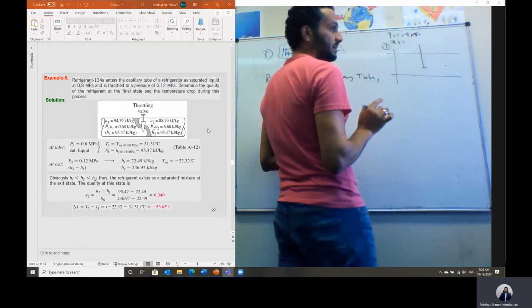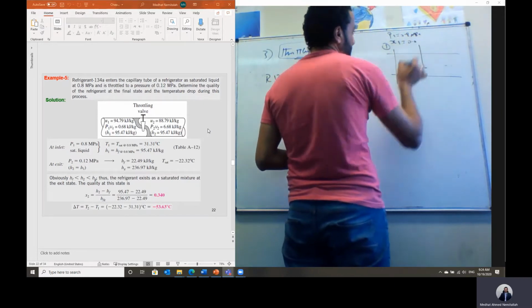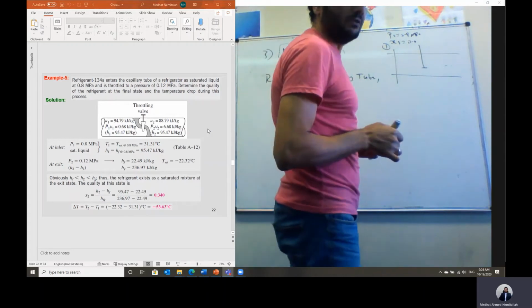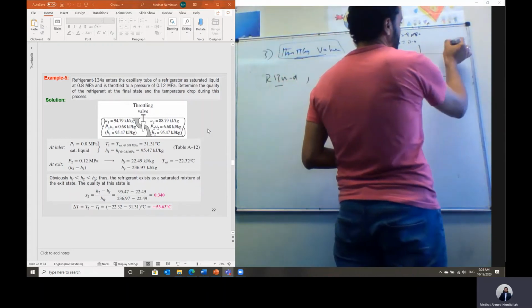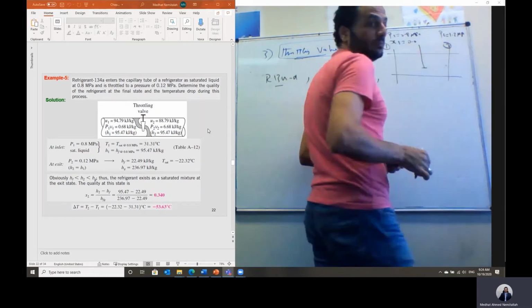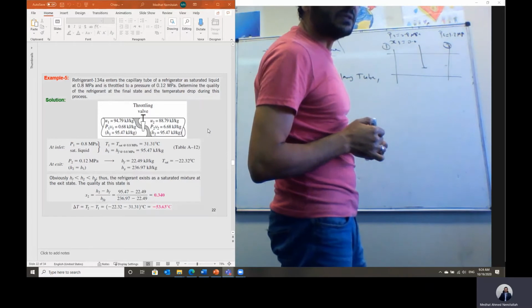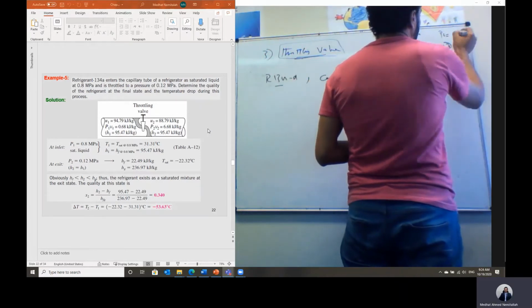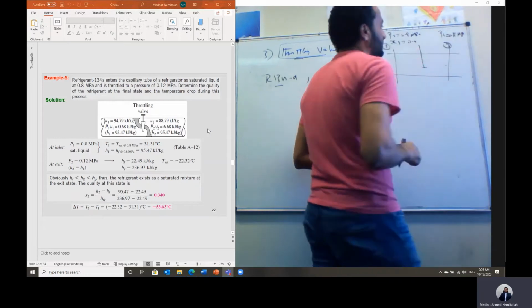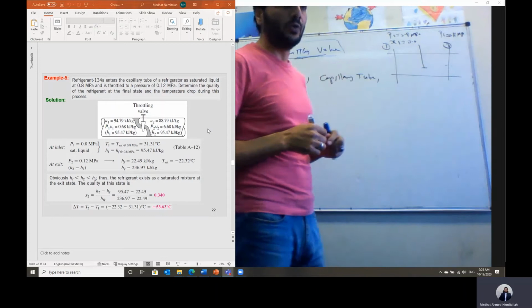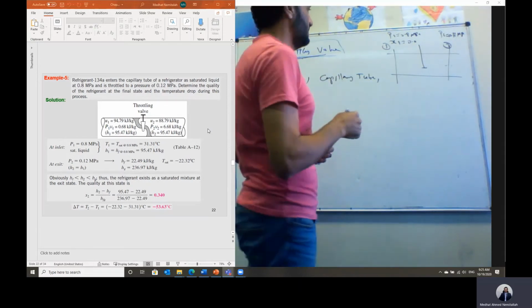And it is saturated liquid. Saturated liquid, that means X1 is equal to 0. And after leaving this throttling valve, the pressure at section 2, P2, is 0.12 megapascal in this case, as the pressure should drop down. After the throttling valve, it was 0.8 megapascal, and it will drop down to 0.12 megapascal.